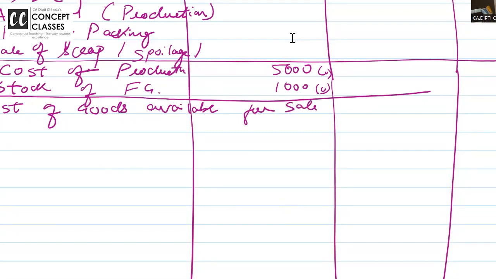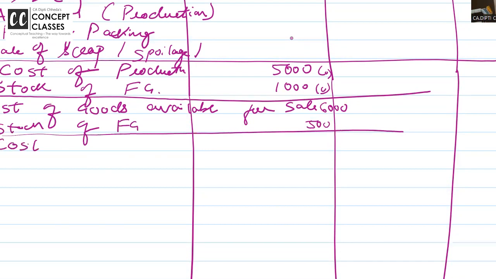Tell me, is this clear to all of you? How many goods I have produced? 5,000. Already I had 1,000 goods from last month. So now do I have cost of goods available for sale as 6,000 units? Minus closing stock of finished goods, say 500 goods are still in godown. And now how many goods are sold? Cost of sales.